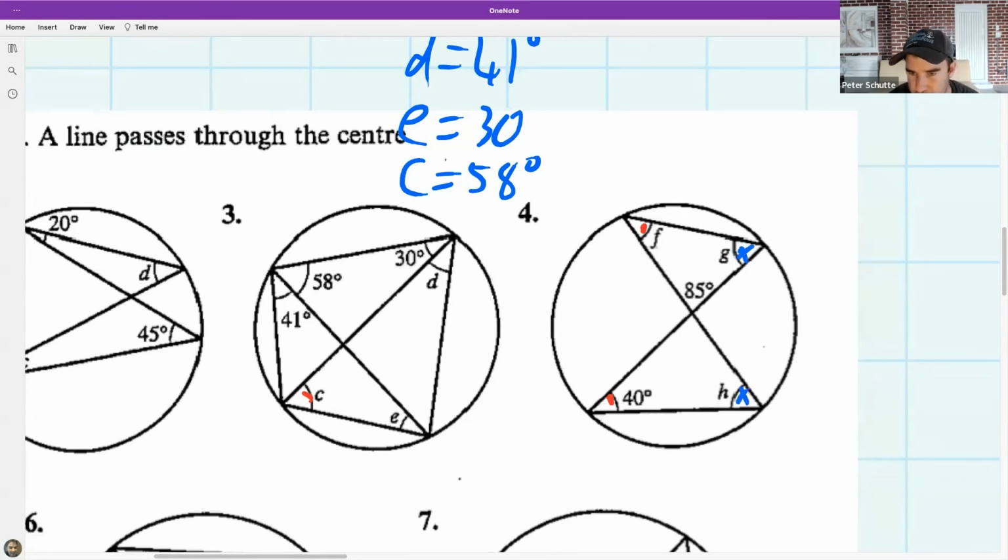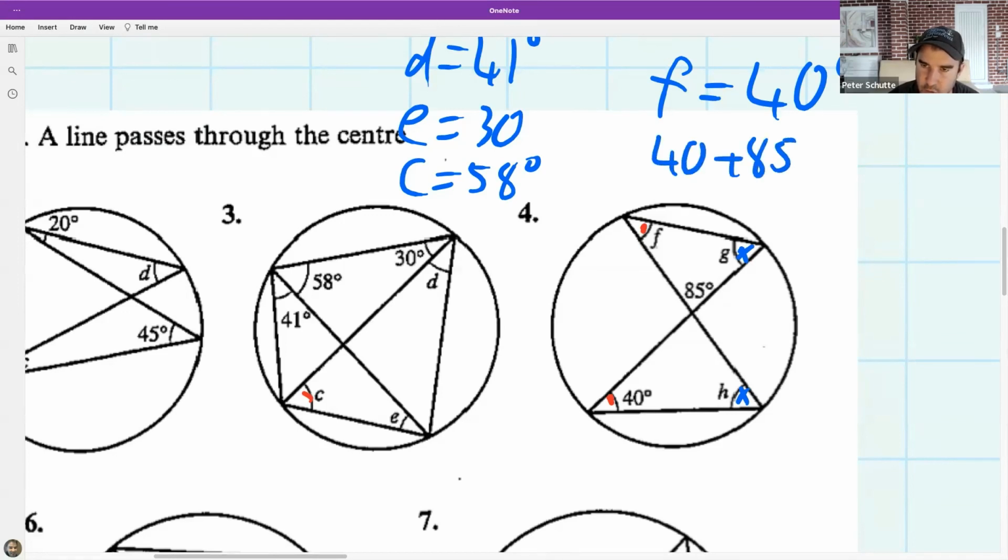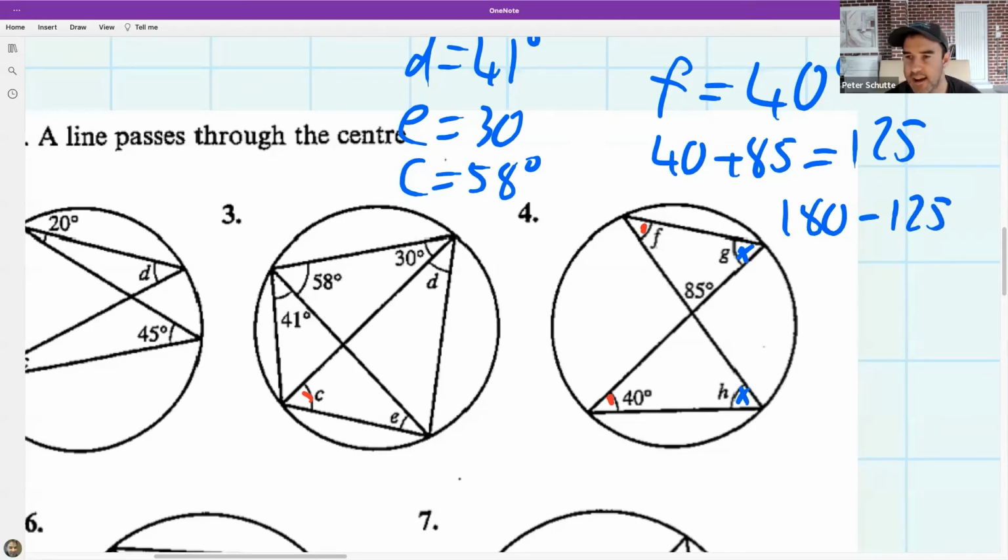But we don't have enough information to help G and H. We do have enough information to get F, so F will be 40. And then we go, oh, but this is a triangle. So if I go 40 plus 85, I've already got 125, which means that in order to get to 180 in total, I would just go 180 minus 125. And so now 55, I'm pretty confident G is 55. And then because G and H are matched, we know H is 55.